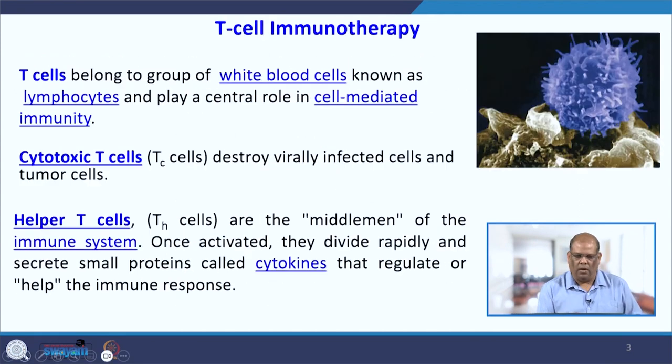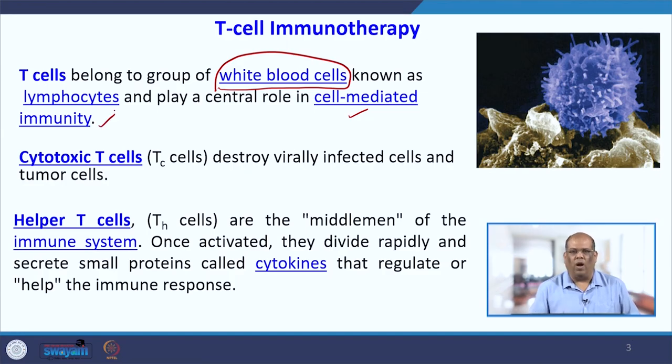So, what are these T cells? They are a kind of group of white blood cells known as lymphocytes, and they play a central role in cell mediated immunity. The one which directly kills the cancer cells is called cytotoxic T lymphocyte or cytotoxic T cells. They generally find these cancer cells and directly kill them.